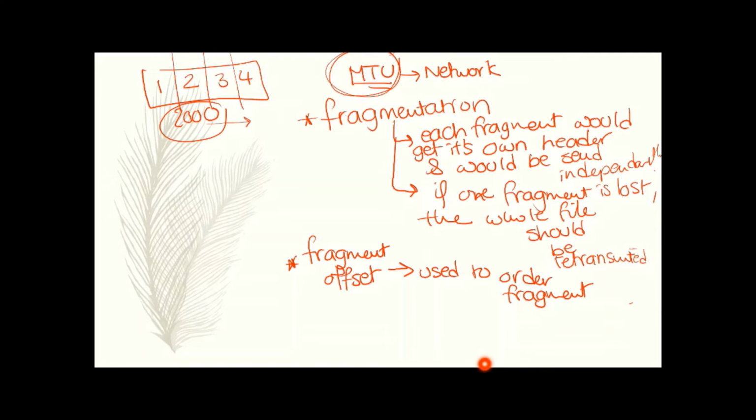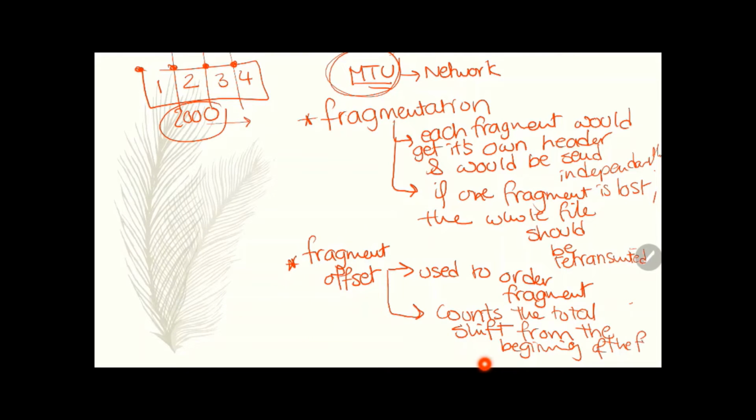In real life, it's not divided to 1, 2, 3, 4. Well, we have something called a fragment offset, which helps us to order the fragments. What is the fragment offset? It counts the total shift from the beginning of the file, and is always a multiple of 8.